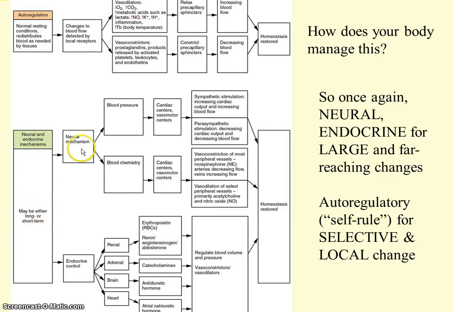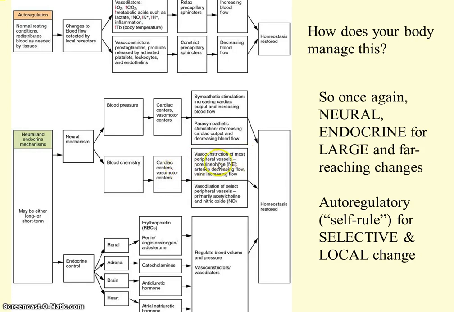All right, a neural mechanism, blood pressure. We look at cardiac centers or vasomotor centers. So these are going to affect the smooth muscle in the blood vessels. With sympathetic stimulation, fight or flight, increased cardiac output, increased blood flow. Parasympathetic stimulation, decreased cardiac output, decreased blood flow. It's pretty straightforward.